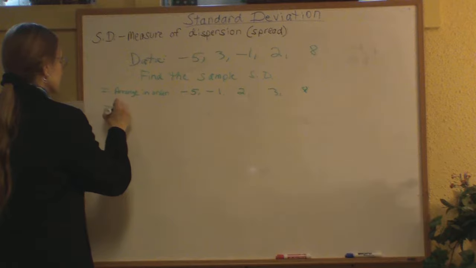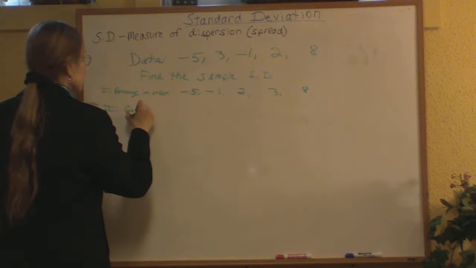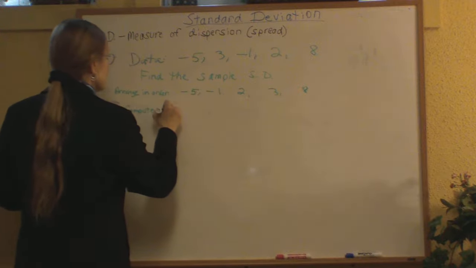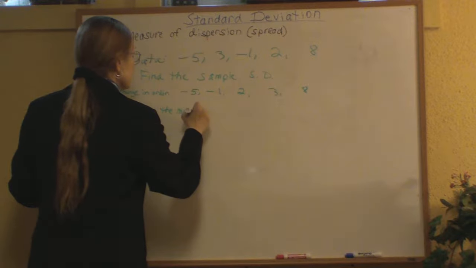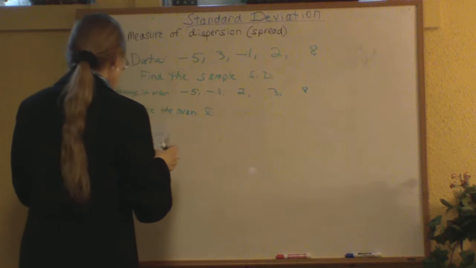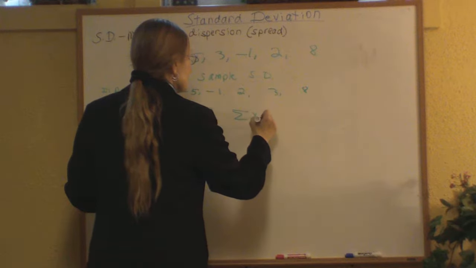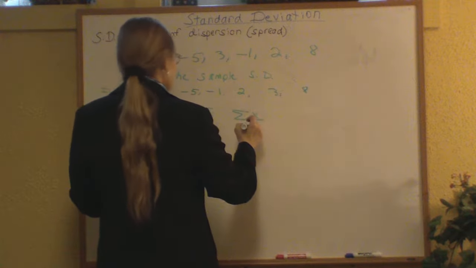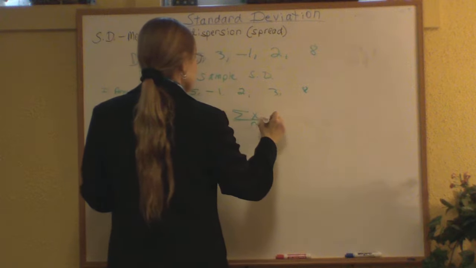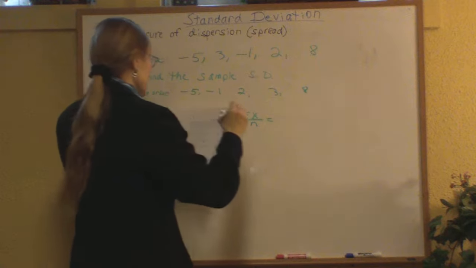Step 2, compute the mean, denoted x bar. Okay, so that's going to be the arithmetic mean. So you take the sum of your scores and you're going to divide that by your n. So you add them all up.